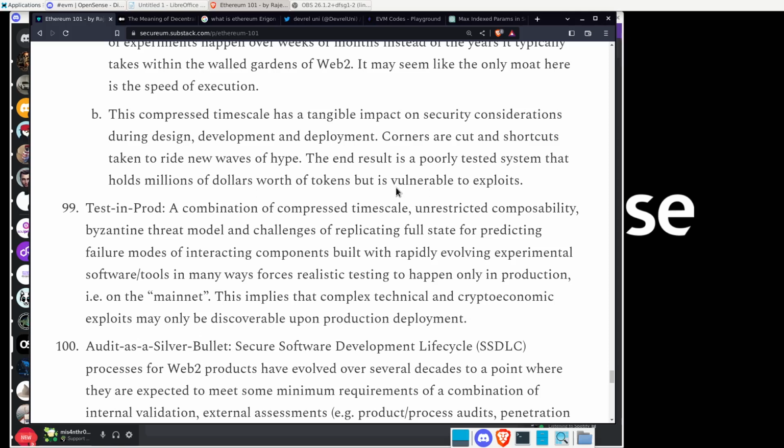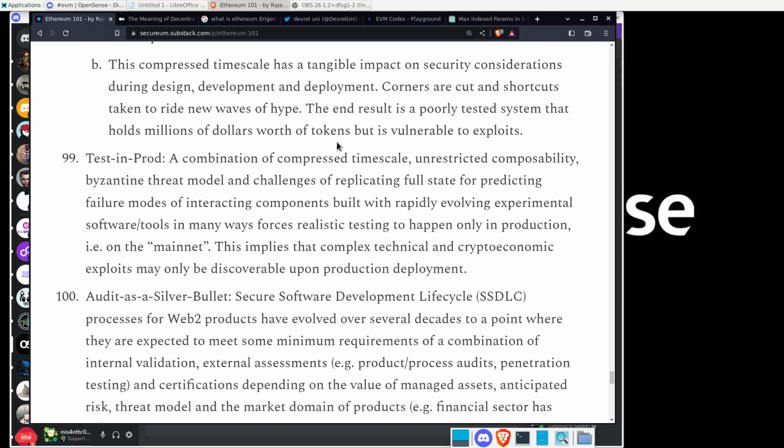Corners are cut, shortcuts are taken, and the end result is poorly tested, holds millions of dollars worth of tokens, but is vulnerable to exploit. This is where we shine, right?